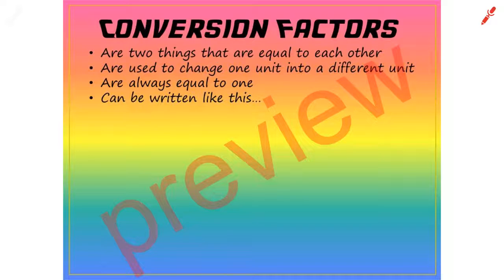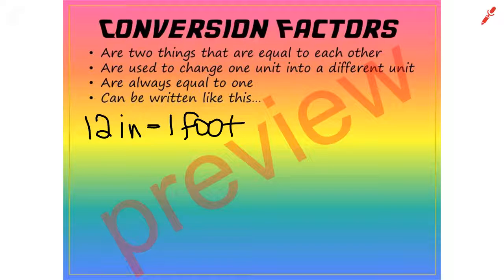Conversion factors are when two things are equal to each other, and they're going to be used to change one unit into a different unit. They are always going to be equal to 1, and let me show you what they're going to look like. They could look like this. So an example of a conversion factor is 12 inches equals 1 foot. So you know what conversion factors are for the most part.